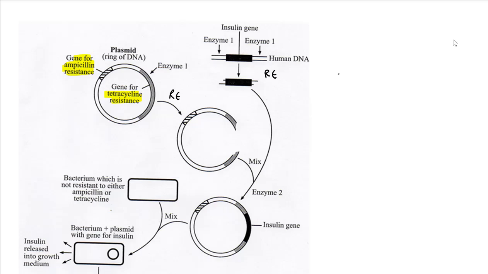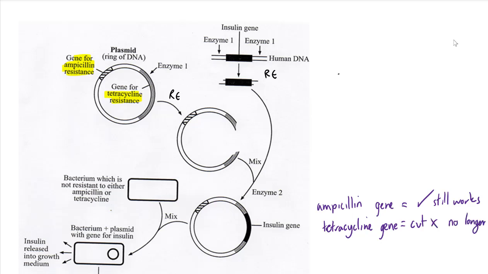Now you'll notice we haven't done anything to the ampicillin gene. So what this means is that in this little plasmid, the ampicillin gene hasn't been touched, so it still works. The tetracycline gene has been cut, so it no longer works. What we do then is take this recombinant DNA and insert it into the bacteria. So this is where we incubate it with the calcium ions and subject it to heat shock, and we should have the recombinant DNA inserted into the bacterium, and we will now have the transformed bacterium.